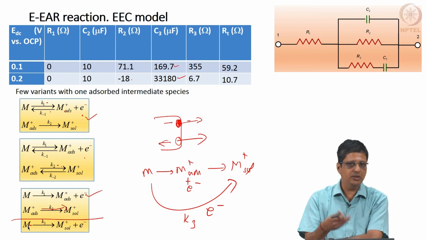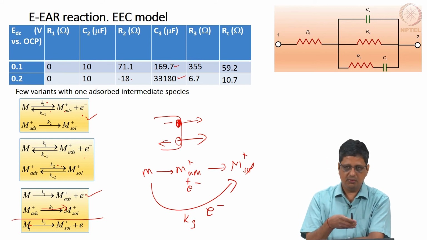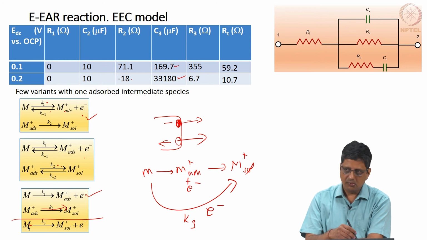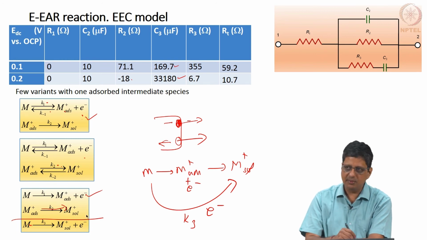So, this would give rise to another type of polarization curve. But we can assume that some part of the surface is going directly into the solution, some part is releasing the electrons and going back. Yes, that is the mechanism 3 here.